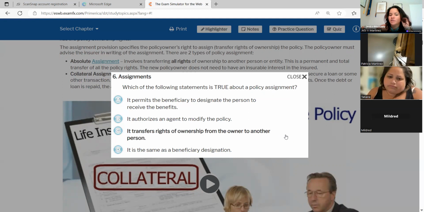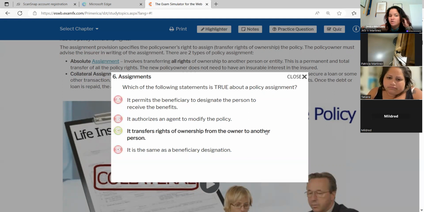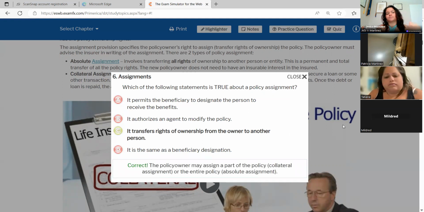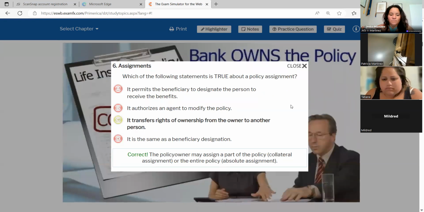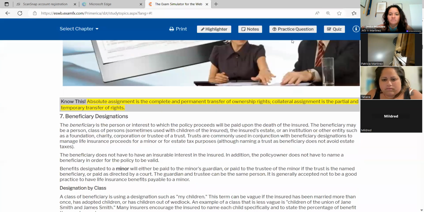So assignment, it's when you are assigning it to somebody else. You're transferring the rights. So the policy owner has the right to assign the policy. So absolute is a complete change, or collateral is when you're putting it as part of a debt, or like to cover a debt, basically.